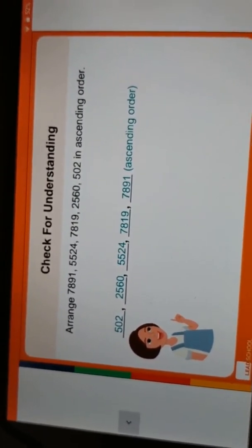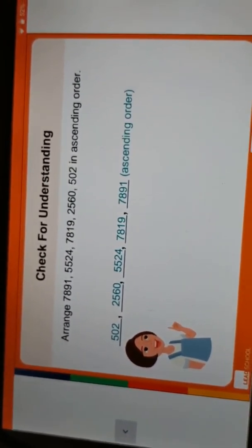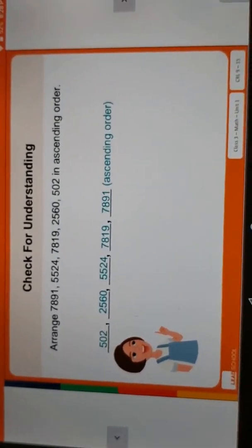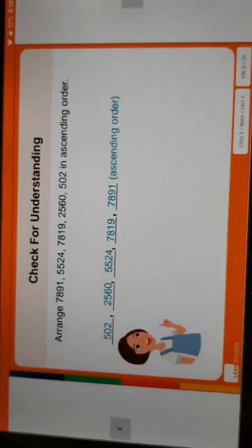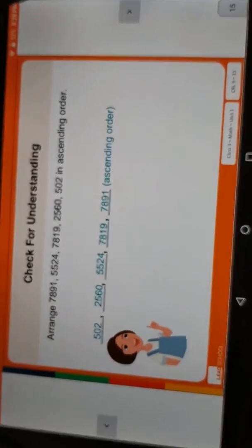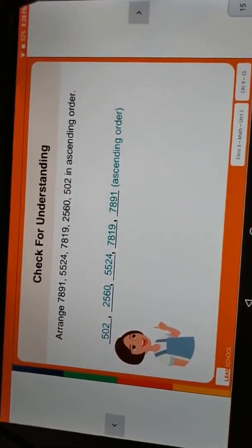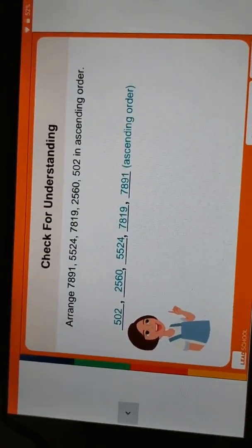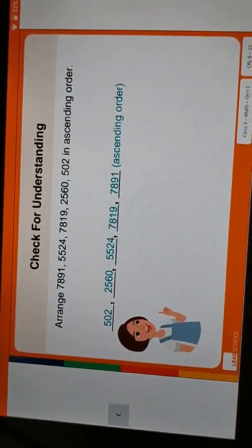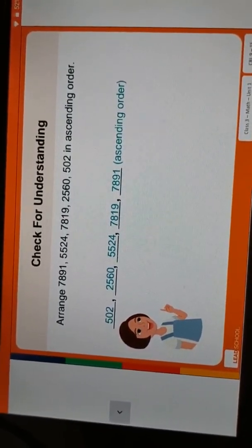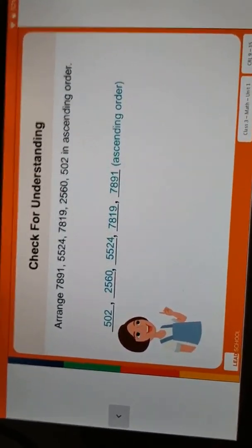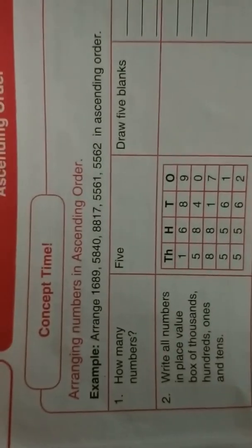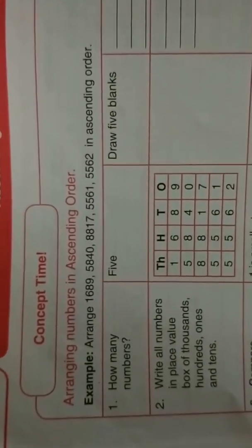Okay students, I hope your work is complete. These things you have to write in your maths notebook, and then we'll start another worksheet. That worksheet is worksheet number 18, page number 22. Now students, we will start worksheet number 18.